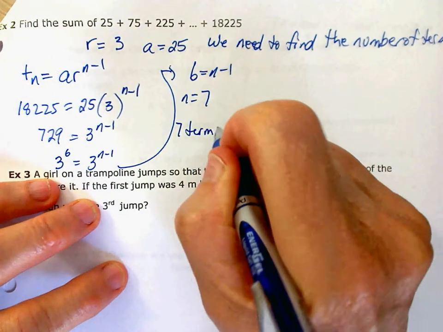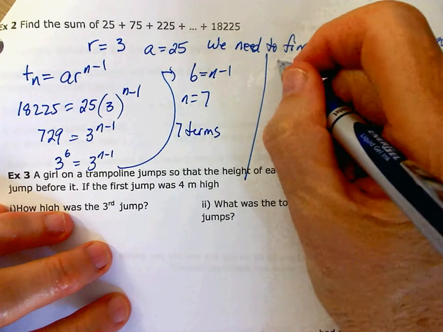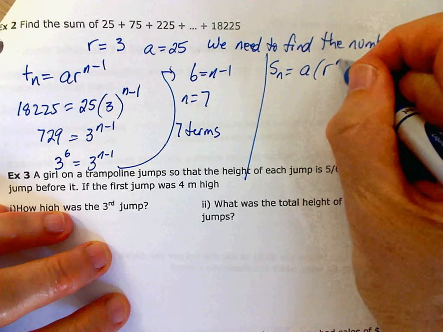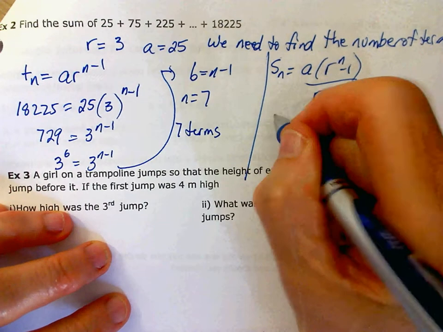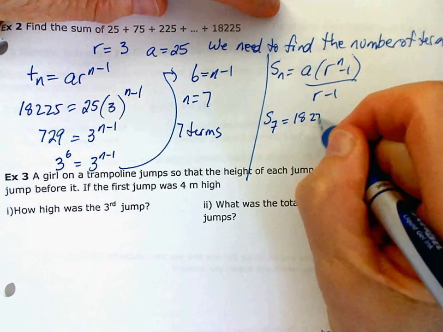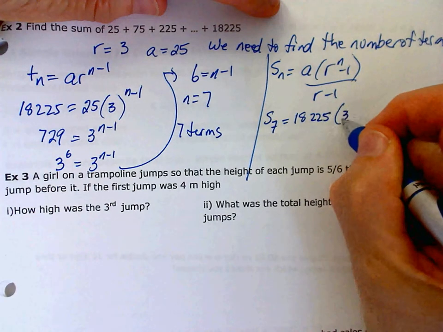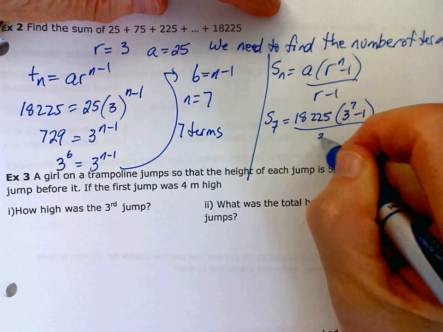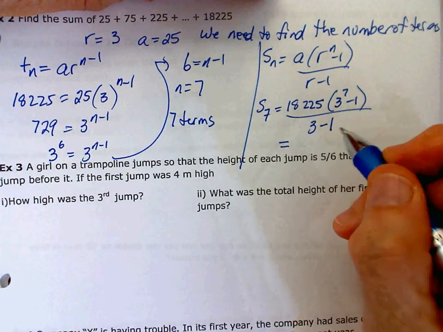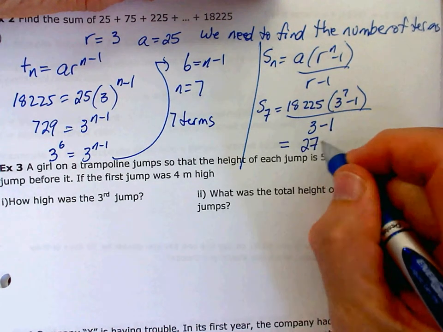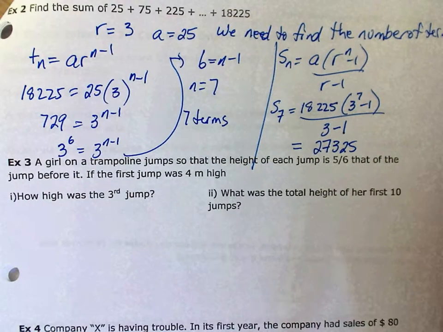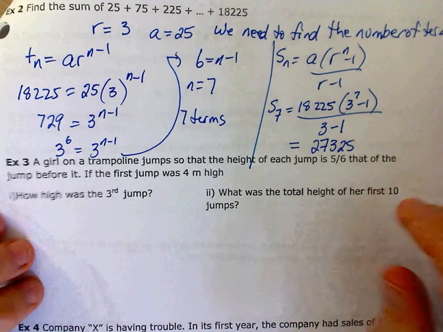Right? Now we know we have to find the sum of 7. So sum of 7 equals 18,225 times 3 to the 7 minus 1 all over 3 minus 1, sorry. And if you were to work that out, you would get 27325. Because I'm recording, I'm not giving you time to work it out yourselves, but you need to practice.